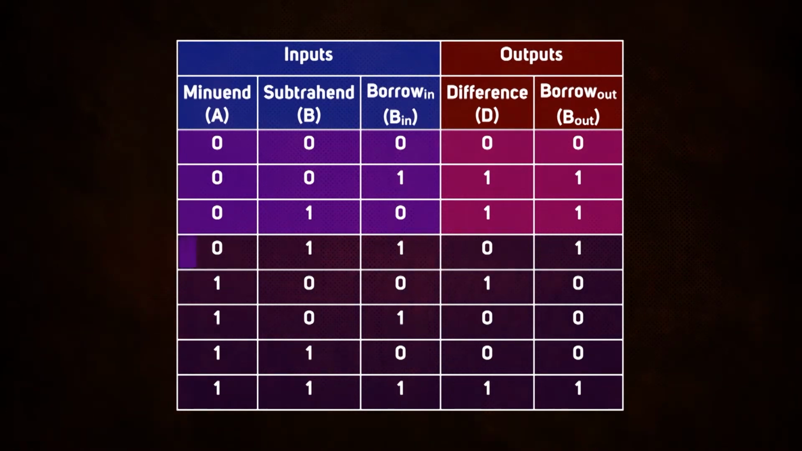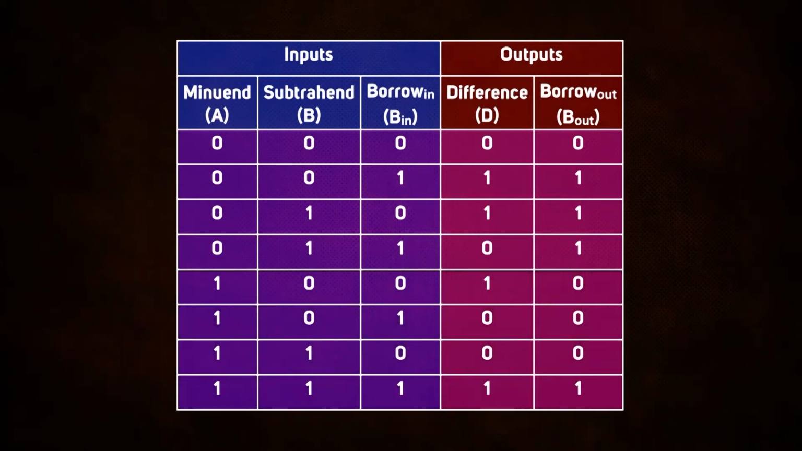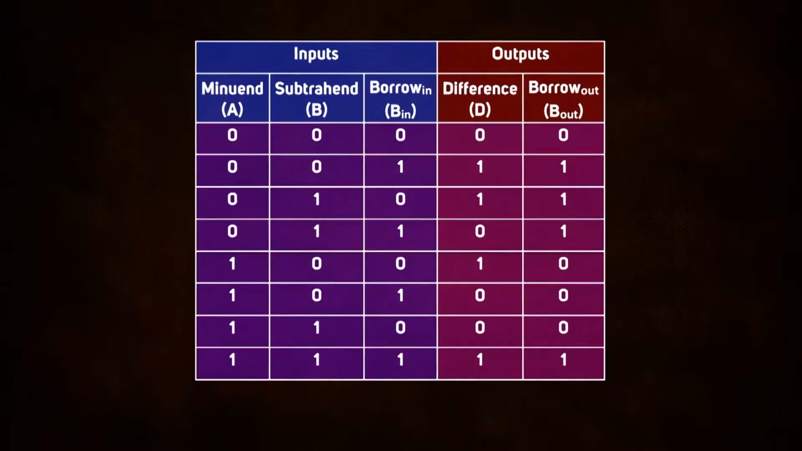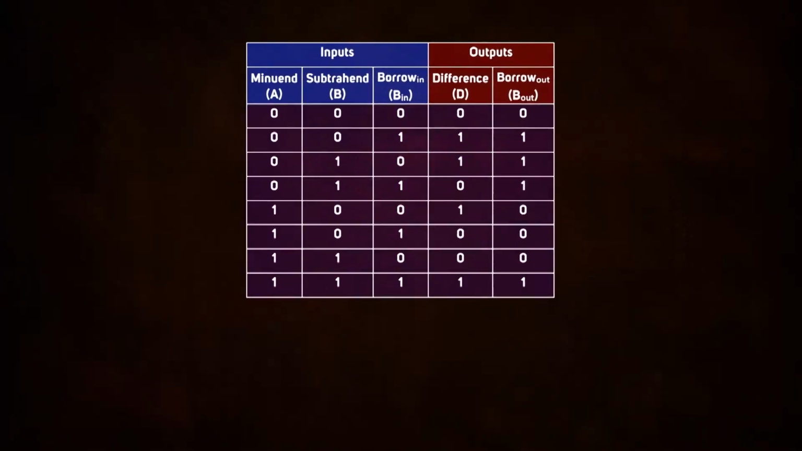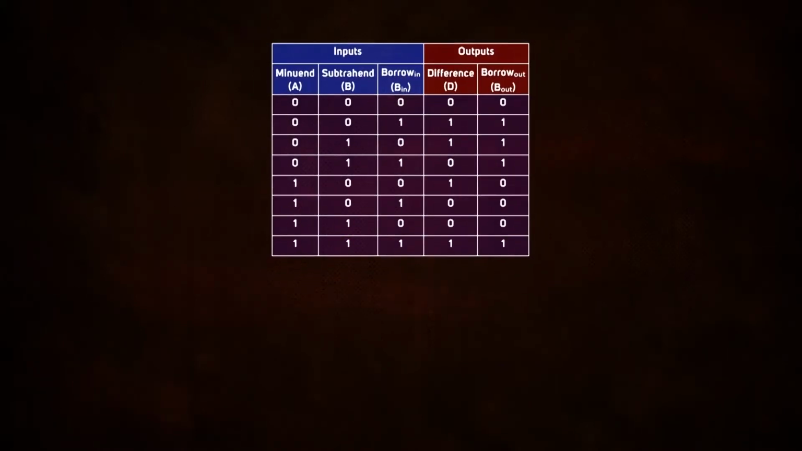If inputs A equal to 0, B equal to 1 and borrow in equal to 1, the difference is 0 and borrow out equal to 1. Again, if inputs A equal to 1, B equal to 0 and borrow in equal to 0, the difference is 1, borrow out equal to 0, and it goes like that. Now, let us deduce the sum of products expression for the outputs, difference and borrow out using K-map.